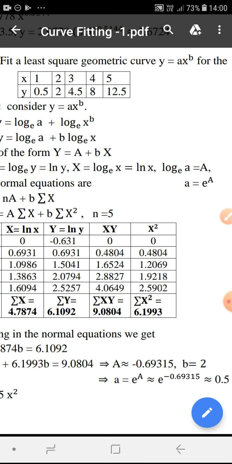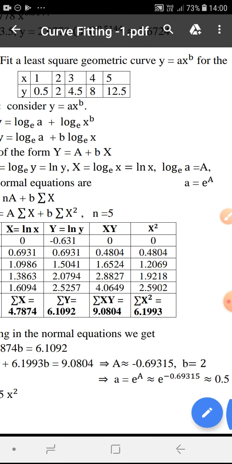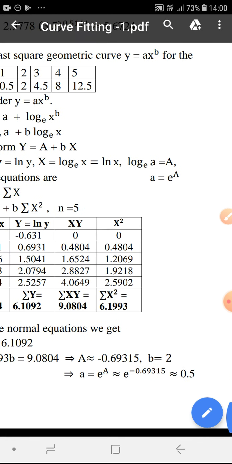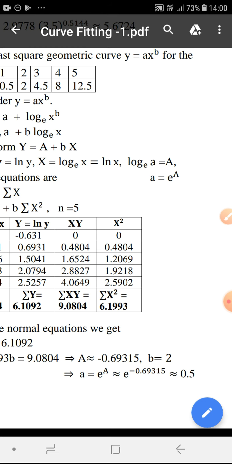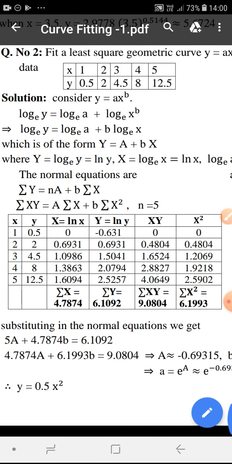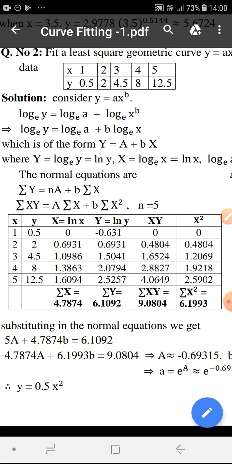Once you get capital A, small a is nothing but e power capital A. Substitute the value of capital A, and you get small a as 0.5, b is 2. So substituting that a and b into y equal to a into x power b, we get y as 0.5 into x power 2. This will be the required curve.